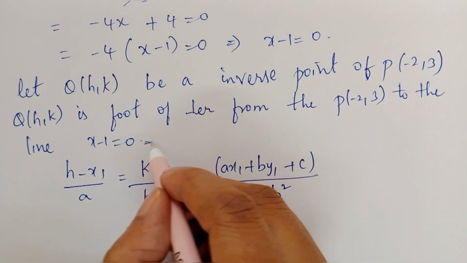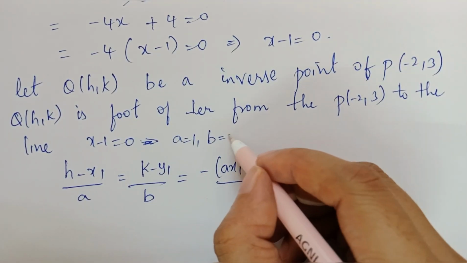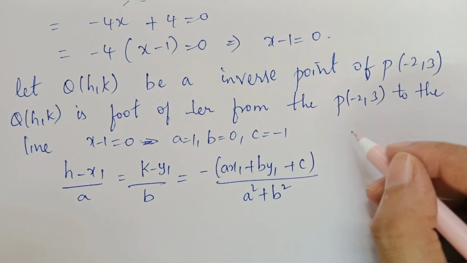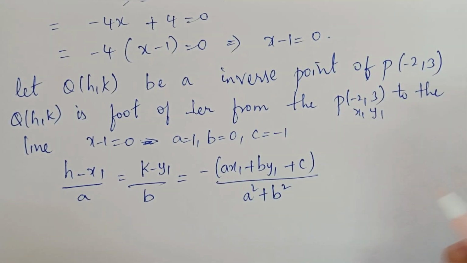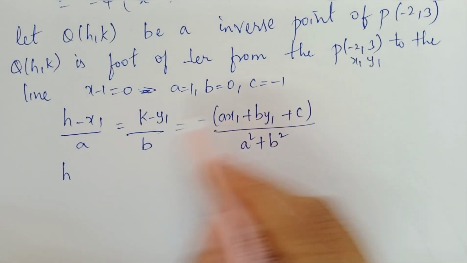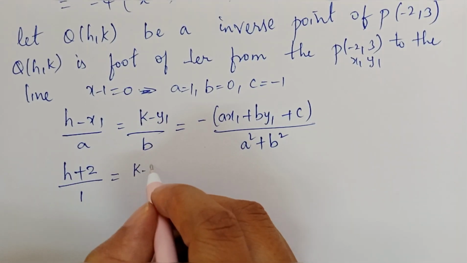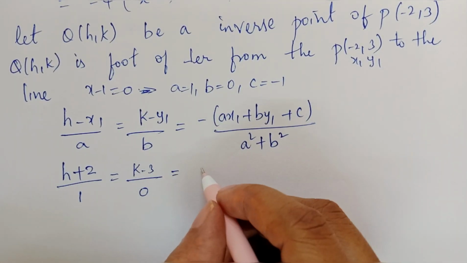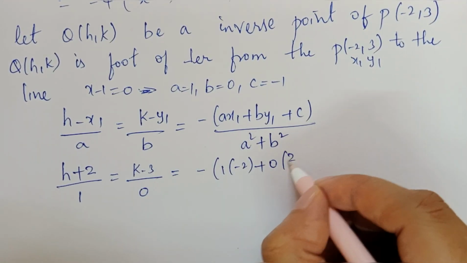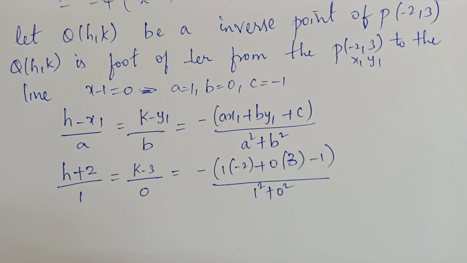So here this is compared to the straight line. So the value of a is 1, b, the y term is not there, so it is 0, c is equal to -1, right? And this will be our x1 and y1. We need to substitute, so we'll get h, here it is minus and here also it is minus, so plus 2 by 1 is equal to (k - 3)/0 is equal to -(1 into -2 + 0 into 3 - 1)/(1² + 0²), right?